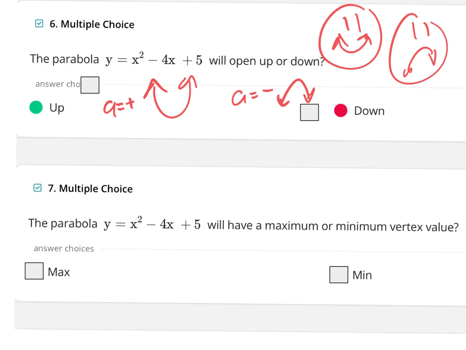So it's definitely a minimum, not a maximum. Again, if it opens up, that's a minimum value. It's going down, down, down, reaches the lowest point, goes back up, right? But if the value were negative, it'd be going up, up, up until it reaches the highest, maximum value, then it goes back down. I hope we understand that.